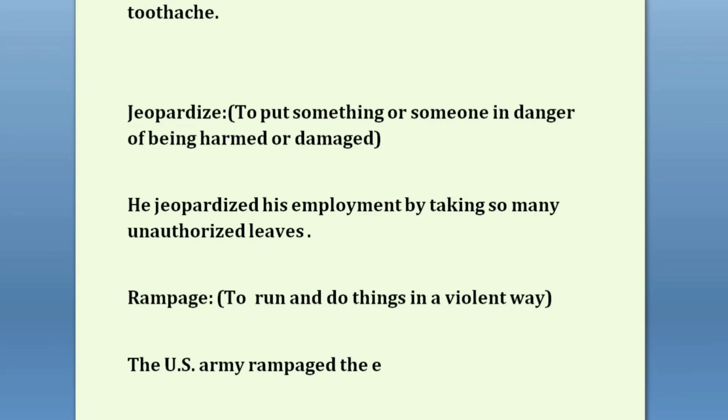So that's the way you can use rampage. That means to run and do things in a violent way, right? As you see this sentence once again, the US Army rampaged enemy territory during the war, right?